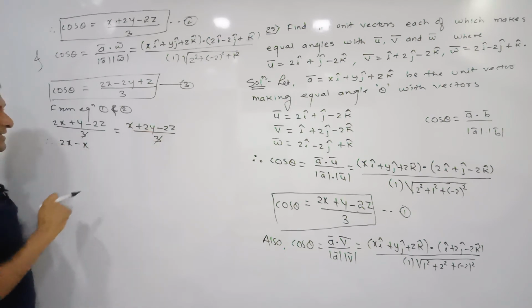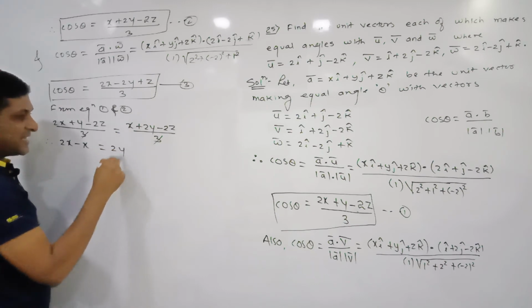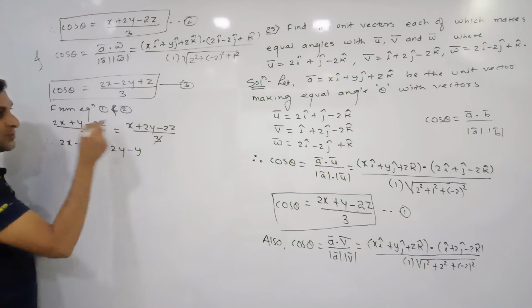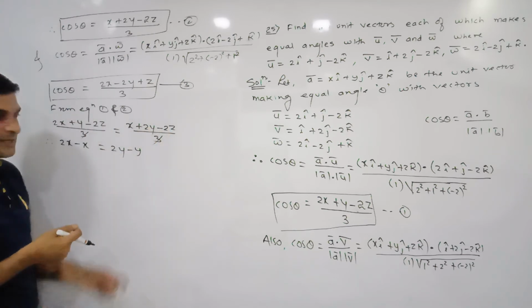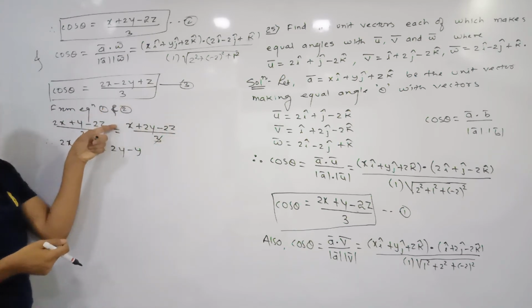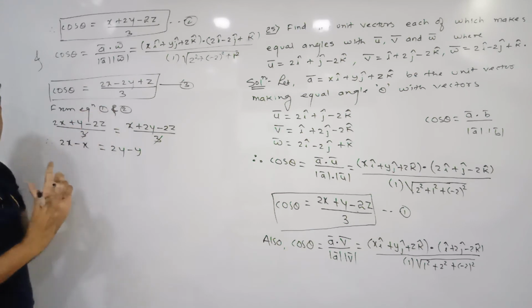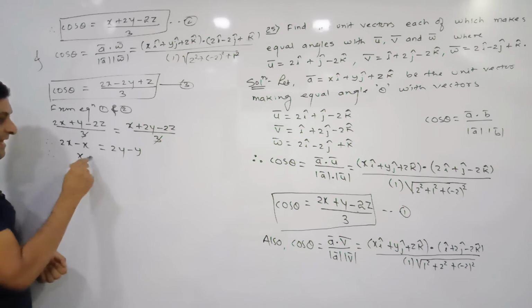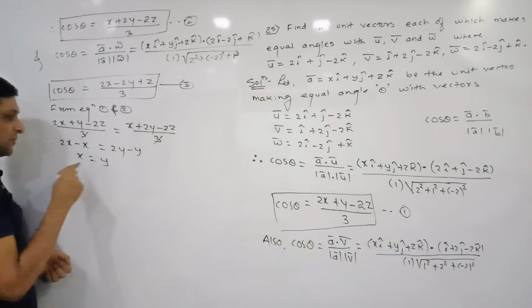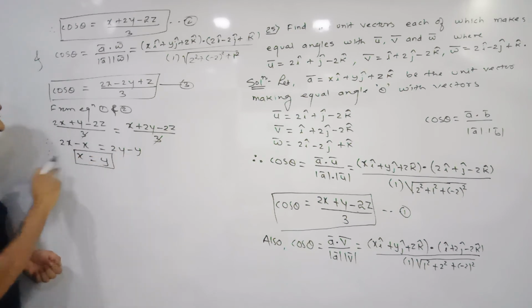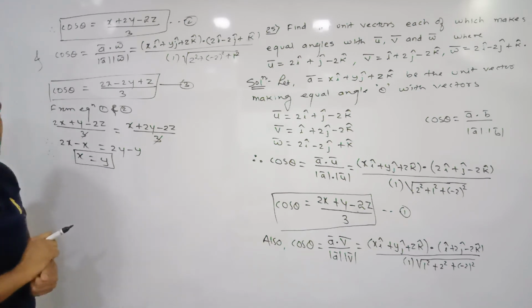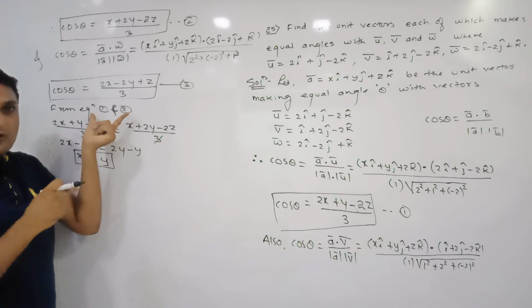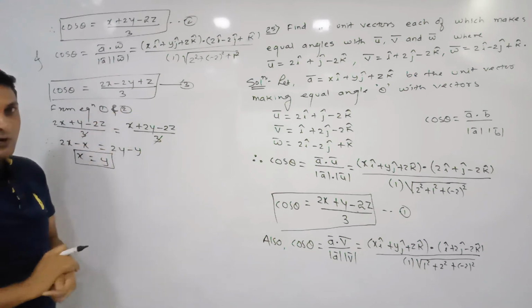3 will get cancel. On this side keep this 2y as it is, plus y on this side will become minus y, and minus 2z and minus 2z also will get cancel, because minus 2z on this side will become plus 2z, and minus 2z and plus 2z will get cancel. So therefore here 2x minus x is x and 2y minus y is equal to y. Means what result we have got here? x will be equals to y. By solving equation first and second, we have got this result.